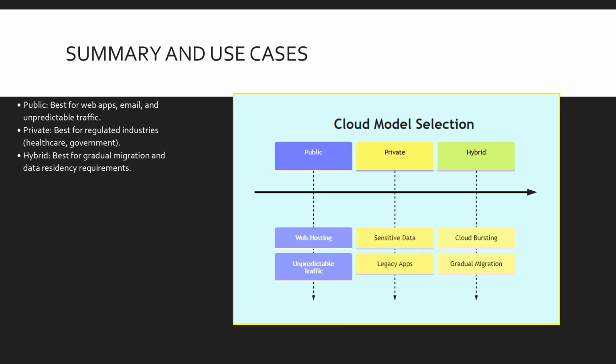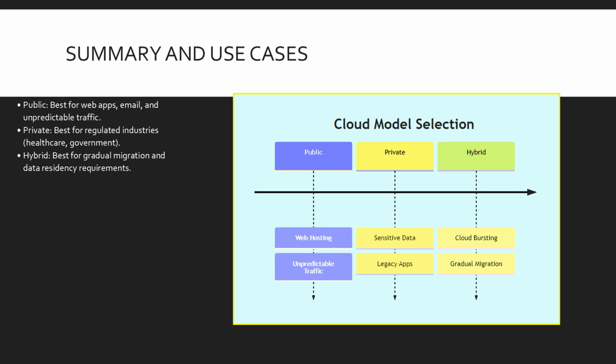In summary, we define these models by their best use cases. Use public cloud for applications with unpredictable traffic or need for rapid deployment, like web apps. Use private cloud for highly regulated workloads where data cannot leave your premises, such as in government or healthcare. Use hybrid cloud when you need a transition strategy or must keep specific data local for residency laws while scaling out to the internet. This concludes our module on defining cloud models.